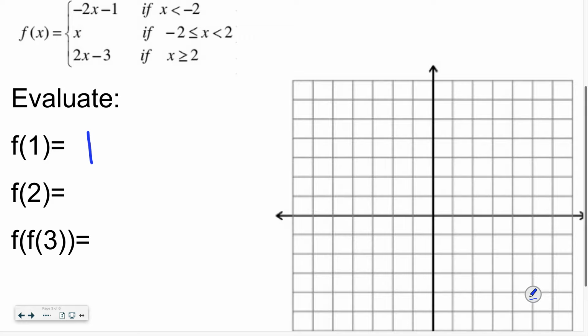Okay, we have 3 different pieces, right? But each one has a specific domain. So x equals 1 only fits into one piece. It fits into this piece right here. So we're going to take 1 and we're going to plug it in here.